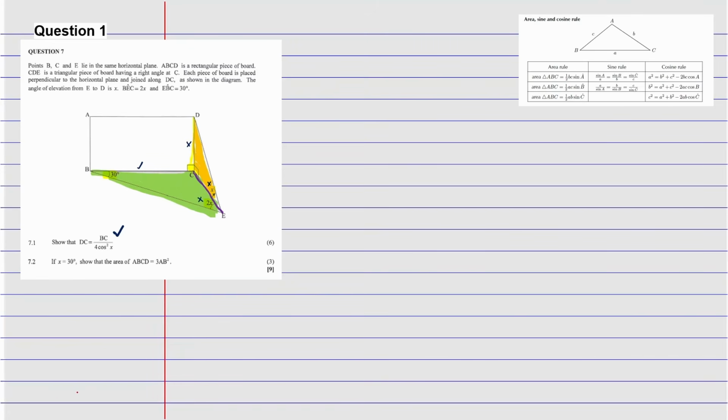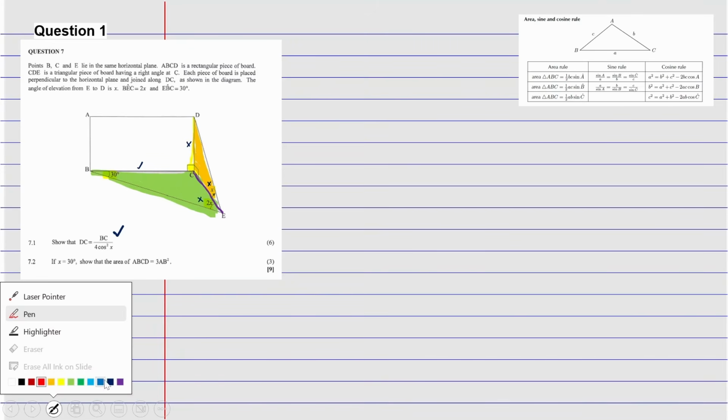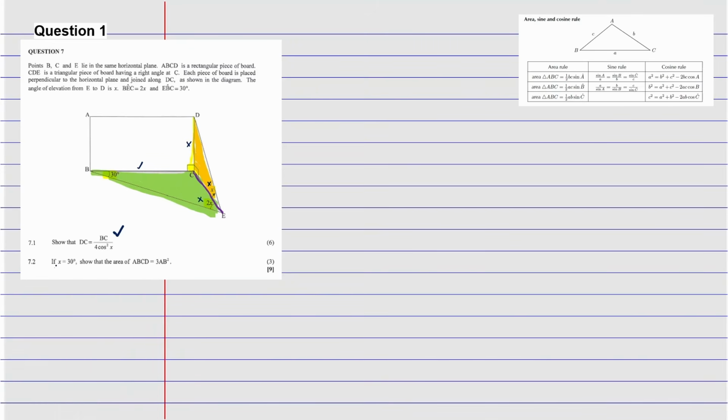So now we're going to do 7.2, right? It says, if x is equal to 30 degrees, show that the area of ABCD is equal to 3 AB all squared, right? So now we're going to do that.